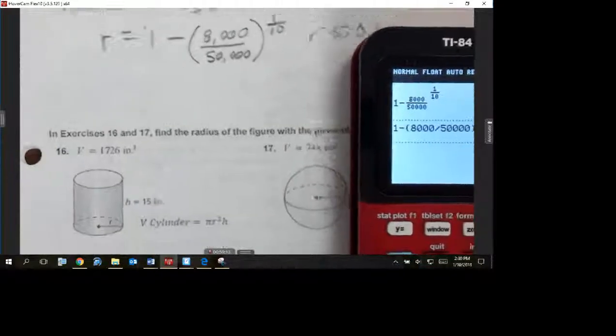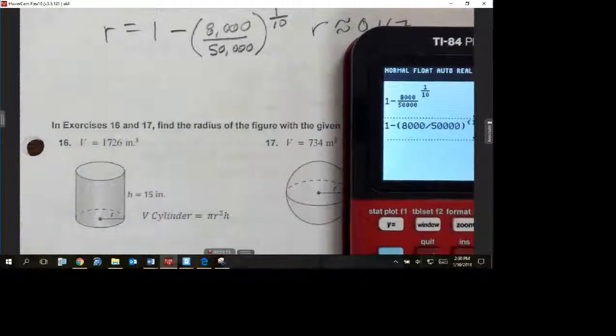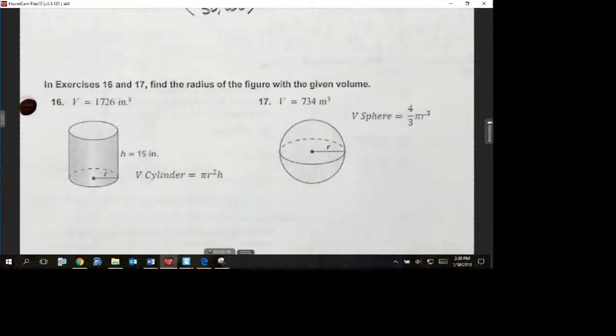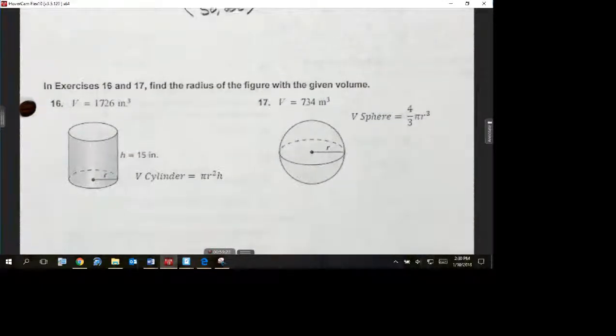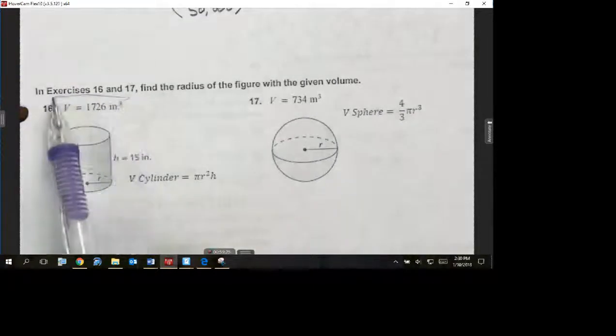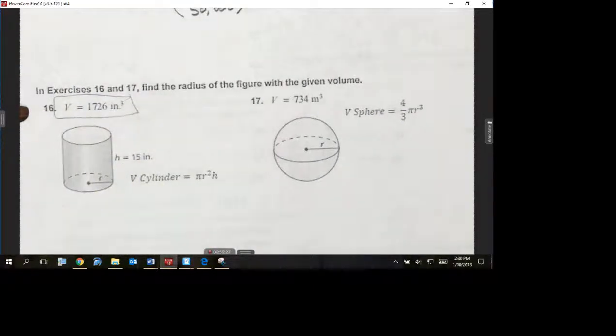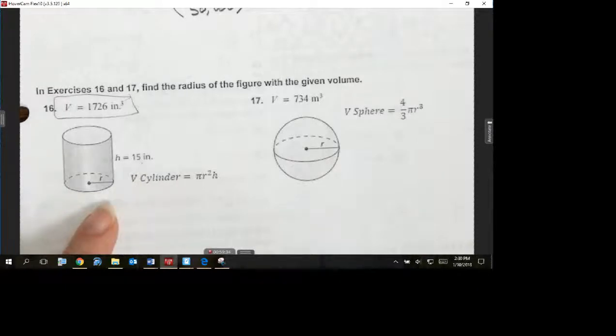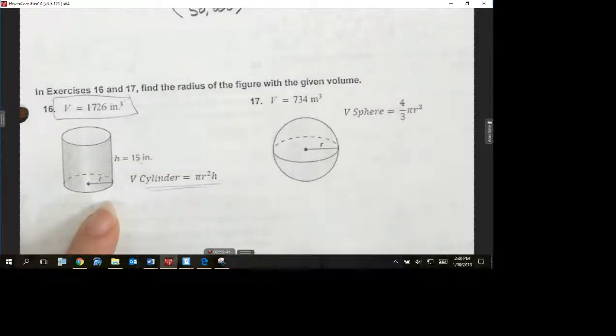All right, the last two. So let's find the radius of the figure with a given volume. Here we have the volume for the cylinder. Here's geometry. The volume of the cylinder is 1,726 inches cubed. They've given us that height is 15. We have to find the radius. They've also, so nice, given us the formula for the volume of the cylinder.